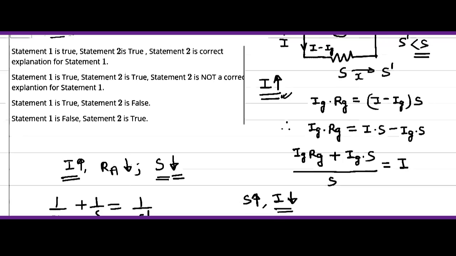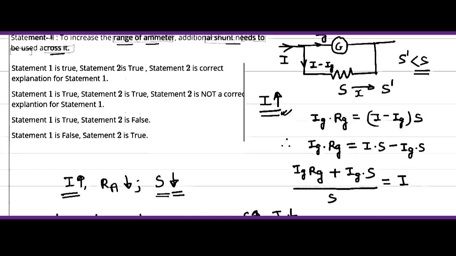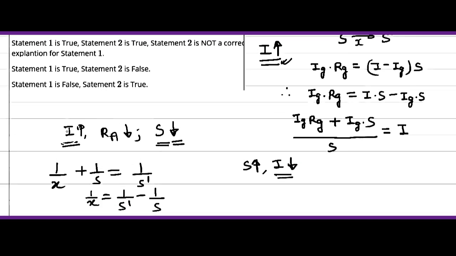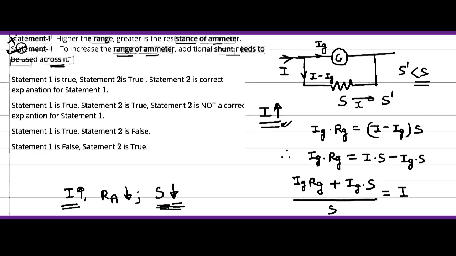So if we add an additional shunt across the ammeter to increase its range, that is correct, because the equivalent shunt resistance will decrease, so the equivalent resistance of the ammeter will decrease and the range will increase. So statement 2 is correct. We can conclude that statement 1 is false and statement 2 is true. That means option D is the correct answer of this problem.